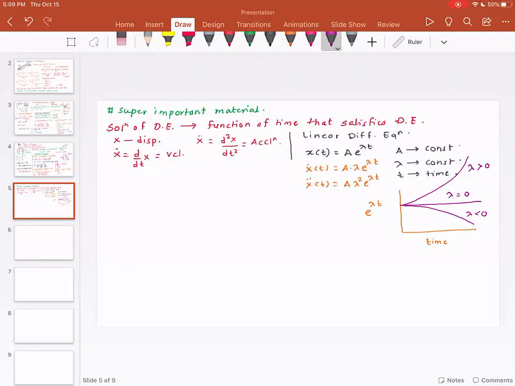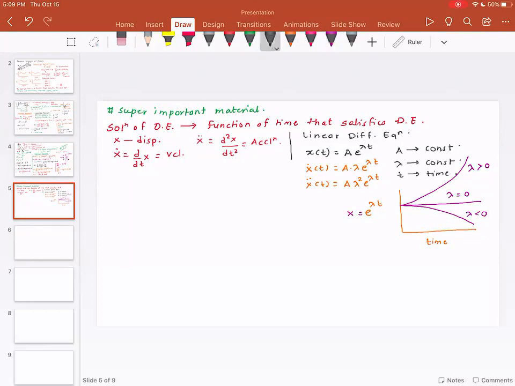So please note, depending upon the values of lambda, the x would change. So if I have x is equal to e to the lambda t, if the value of lambda is positive, then it will become bigger as the time goes on. If the value of lambda is negative, it will become smaller as the time goes on.